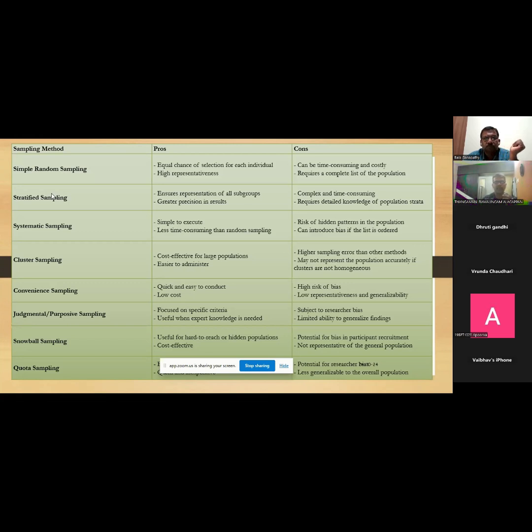But the problem is that there may be a hidden pattern. Sometimes, for example, from 10 to 20 all will be having very less pain. So it may dilute your population sample characteristics. So you have to be very careful when to use this systematic sampling. Bias and hidden patterns in the population may risk your sampling.